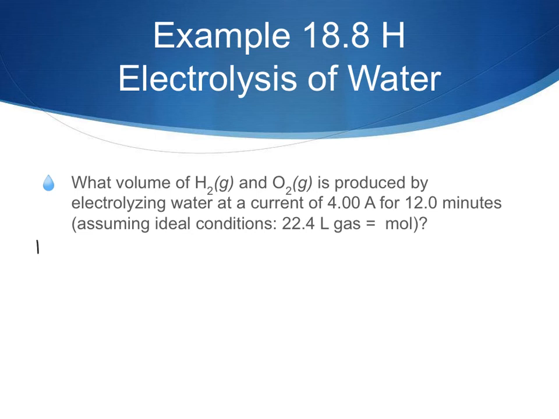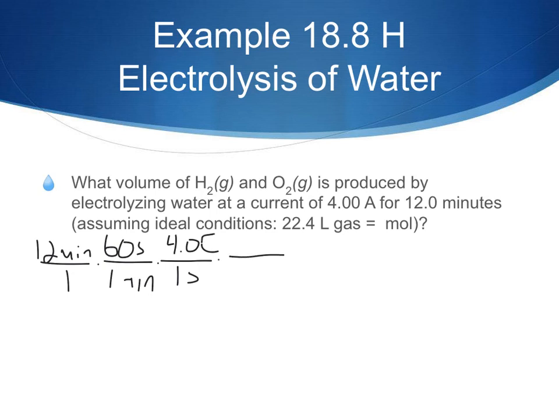If we had 12 minutes, 1 minute, 60 seconds, and 4 coulombs per second, so that's 4 amps. 96,486 coulombs for 1 mole of electrons.